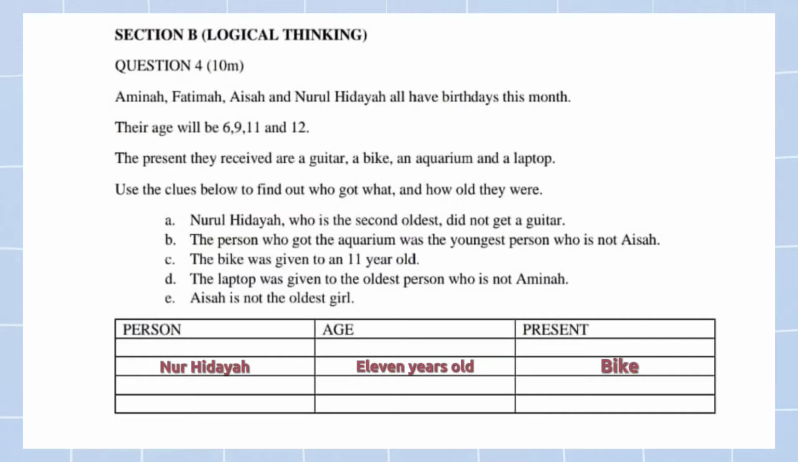It was also given that Aisyah is neither the oldest nor the youngest, so her age should be 9. Since Nur Hidayah got the bike, while the guitar was not specified for which age had received the present, Aisyah was clearly given a guitar. Apart from that, Aminah was mentioned in clue D, where she is identified as not the oldest person. If she was not the oldest person, then Aminah would be 6, since Aisyah is 9 and Nur Hidayah is 11, and both are not the oldest. Thus, Aminah received an aquarium.